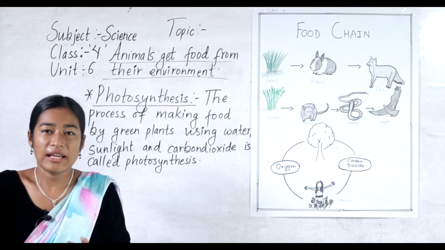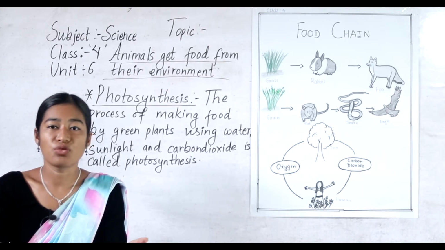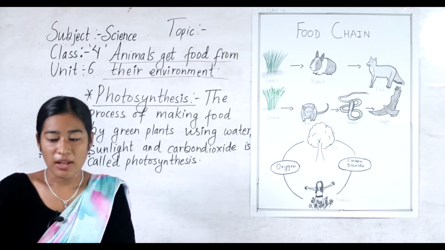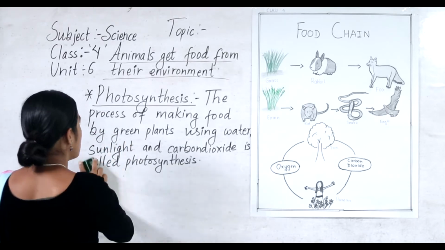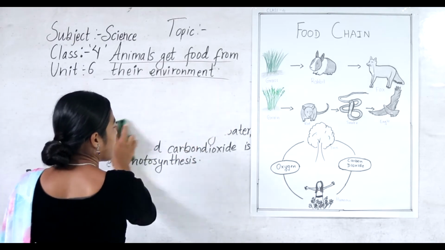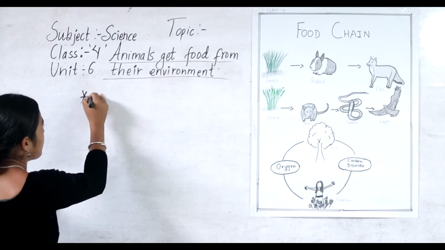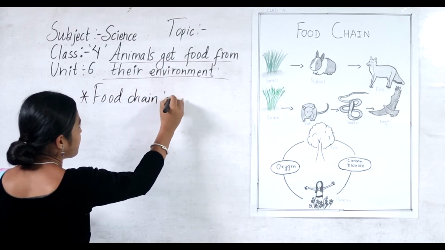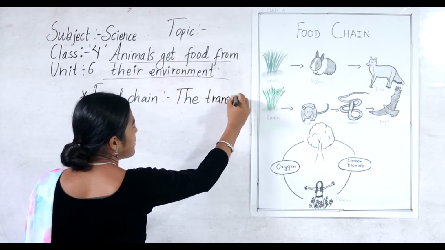So energy gets transferred from one living organism to another living organism through food. That process is called food chain. Now I will write the definition of food chain. I think you have written this. Food chain is very important. Food chain means the transfer of energy.